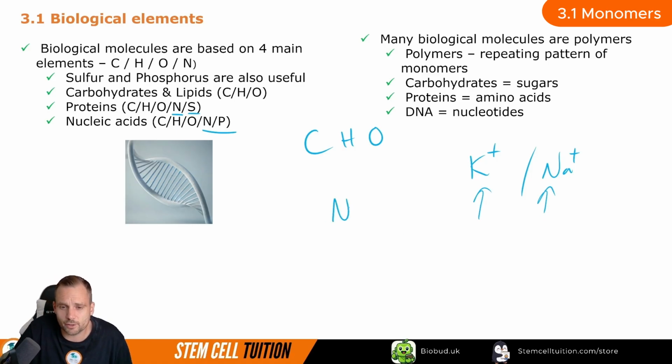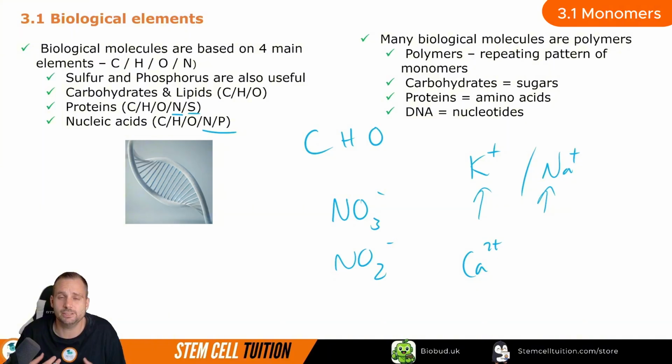Another really common one might be nitrates or even nitrites that you're going to look at in year 13 when we look at the nitrogen cycle. Calcium ions are particularly common. We use them in muscle contraction, in synapses and a few other places. And excretory molecules like ammonia or ammonium.